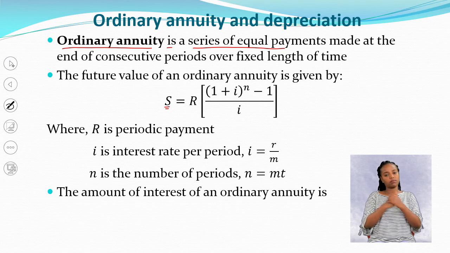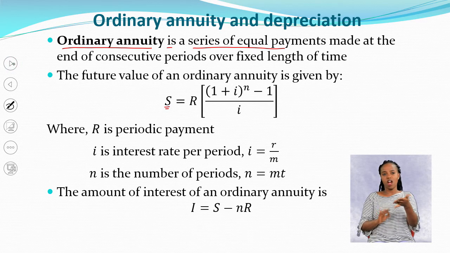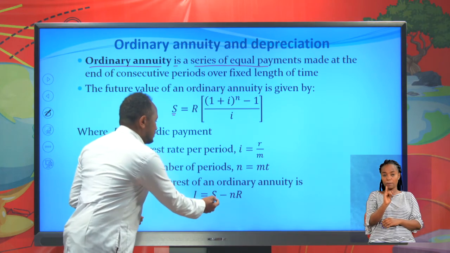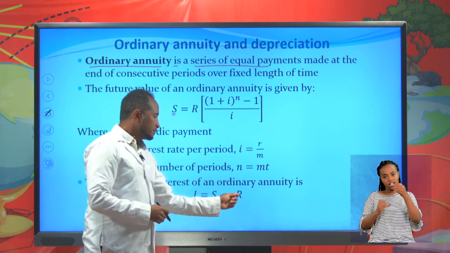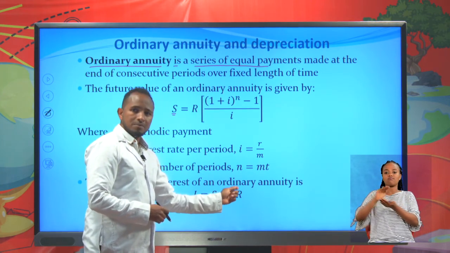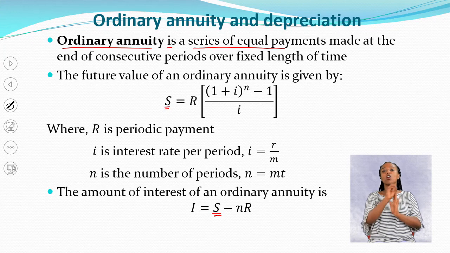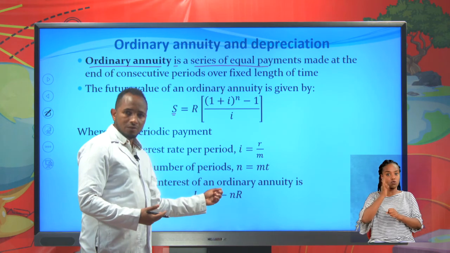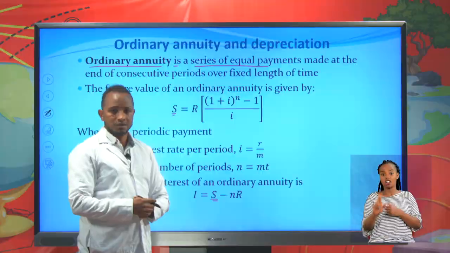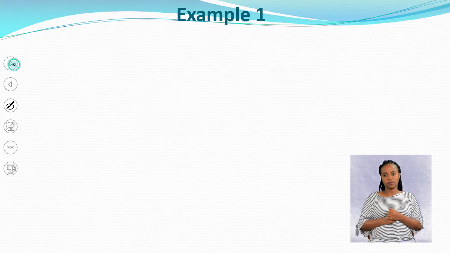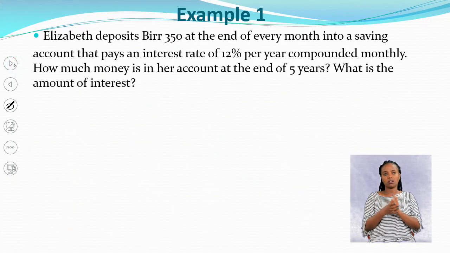And the amount of interest of this ordinary annuity is given by this formula. The interest is given by the future value of annuity minus the regular deposit times the number of periods of deposit. When you multiply this, you calculate the amount of deposit, and this one is the future value of the annuity. So if you take the difference, you'll get the interest.